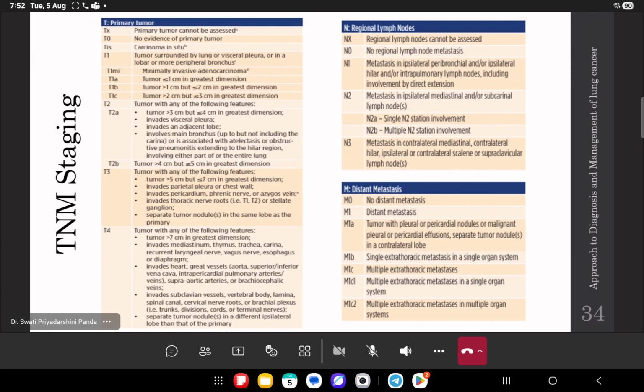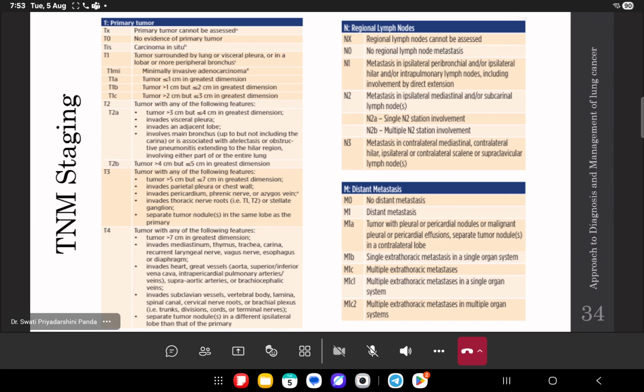This is the newer TNM staging, which includes T for primary tumor. TX: primary tumor cannot be assessed. T0: no evidence of primary tumor. Tis: carcinoma in situ. T1: tumor surrounded by lung or visceral pleura or in a lobar or more peripheral bronchus. T1mi: minimally invasive adenocarcinoma. T1a: tumor size less than 1 centimeter, T1b from 1 to 2 centimeter, and T1c more than 2 but less than 3 centimeter.